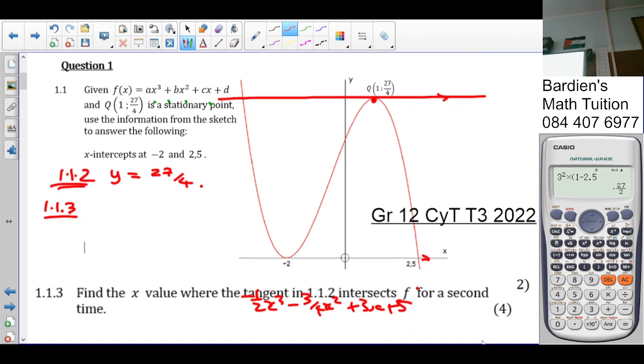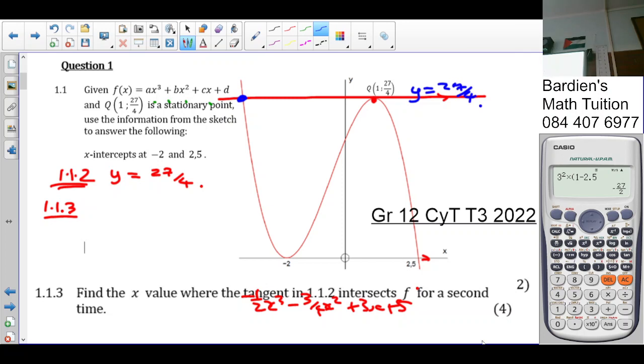So as you can see, this graph is cutting the tangent where the tangent in 1.1.2 intersects for the second time, and you can see there it's intersecting there again. So of course it's a negative value, less than -2, or smaller than -2. So how do you work out this point? This is also the point of intersection. Remembering this is y is equal to 27/4.